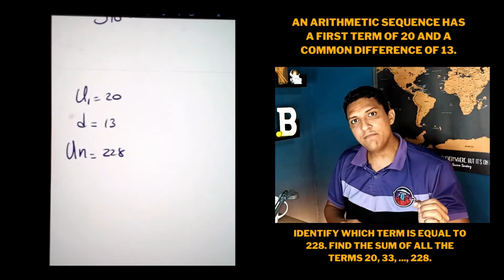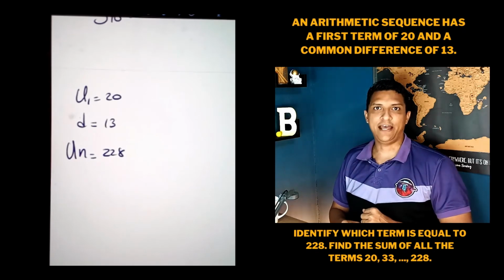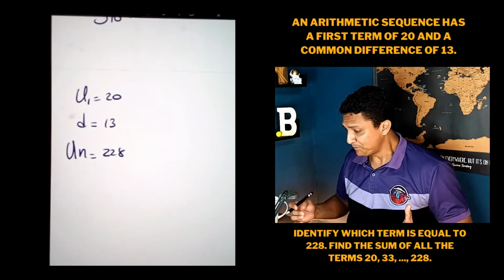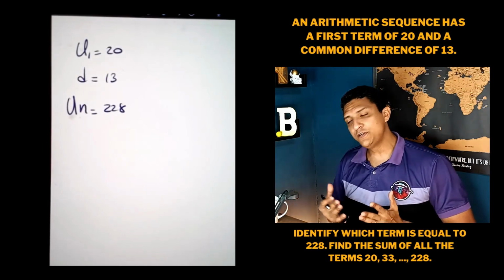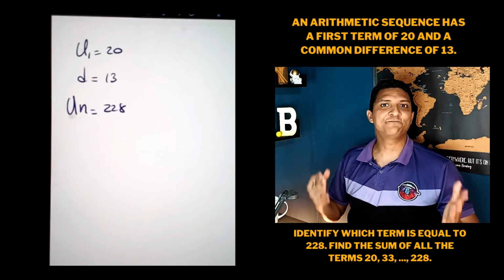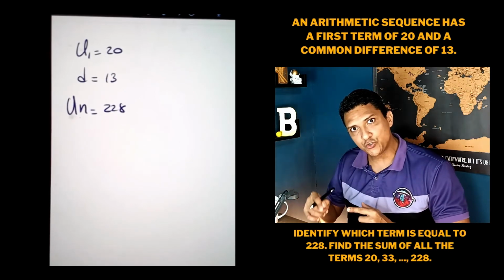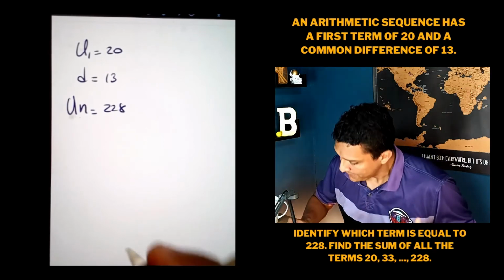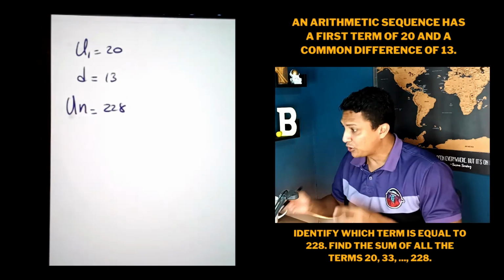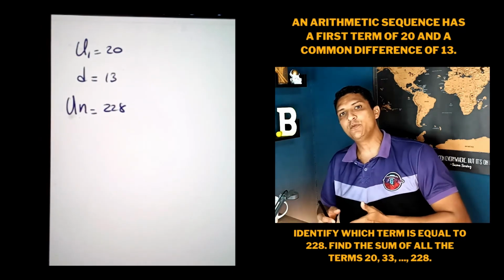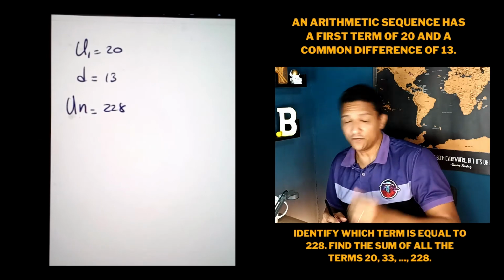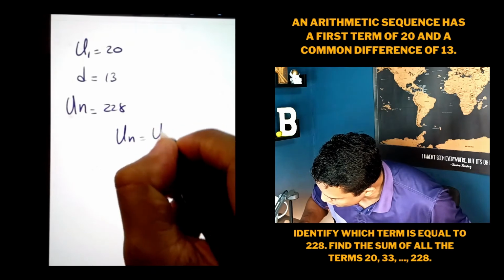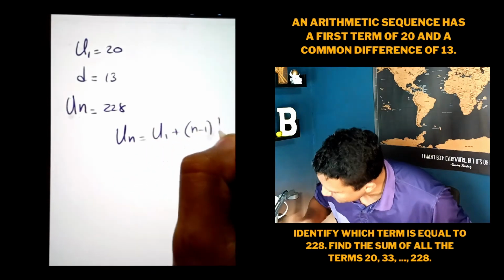Okay? And if you remember, we learned how to do that in the second or third video. So what we're going to do now is first find the location of this 228 in the sequence. It is in the sequence. Because they are talking about Un, I'm going to bring the formula of the arithmetic sequence. So in other words, I'm going to be working with Un equals U1 plus n minus 1 times d.